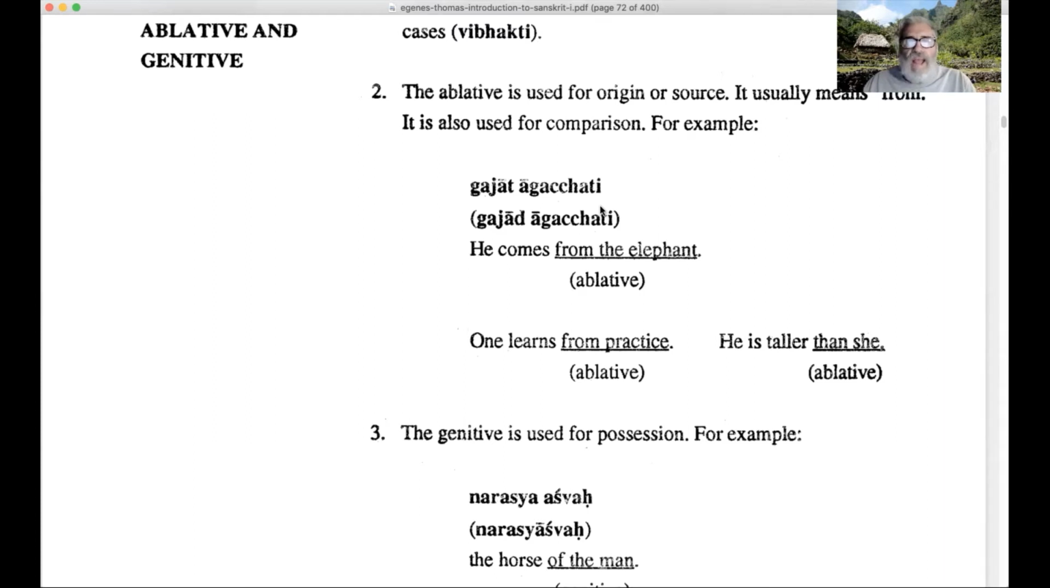So now we have this other word, gajat. Gajat is singular of ablative case, right? Ablative singular. So gajat, the word gaja is an elephant. So gajat is ablative singular of elephant. He comes from the elephant.